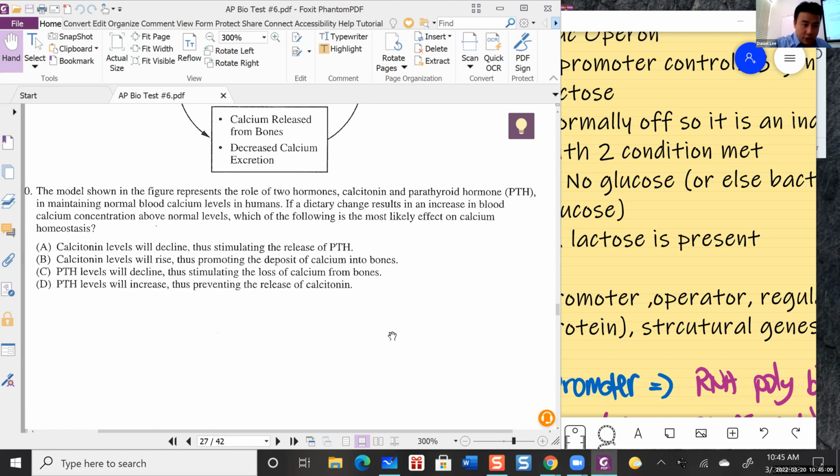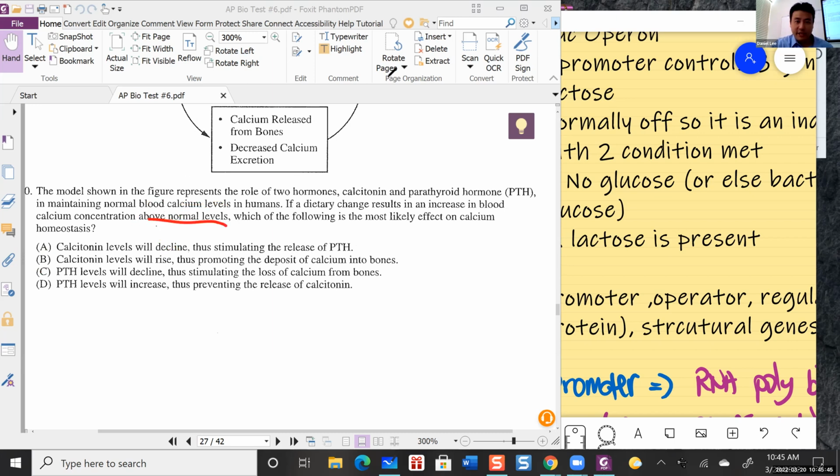Alrighty. So the model shown here is the role of two hormones, calcitonin and parathyroid hormone, in maintaining blood calcium level, homeostasis. Yeah. If a dietary change results in increased blood calcium, so if you have too much calcium, you want to release calcitonin, because you eat too much calcium, right? So A is wrong. Calcitonin level should not decline. So calcitonin will be raised and promote the deposition into bone. So B is the answer.